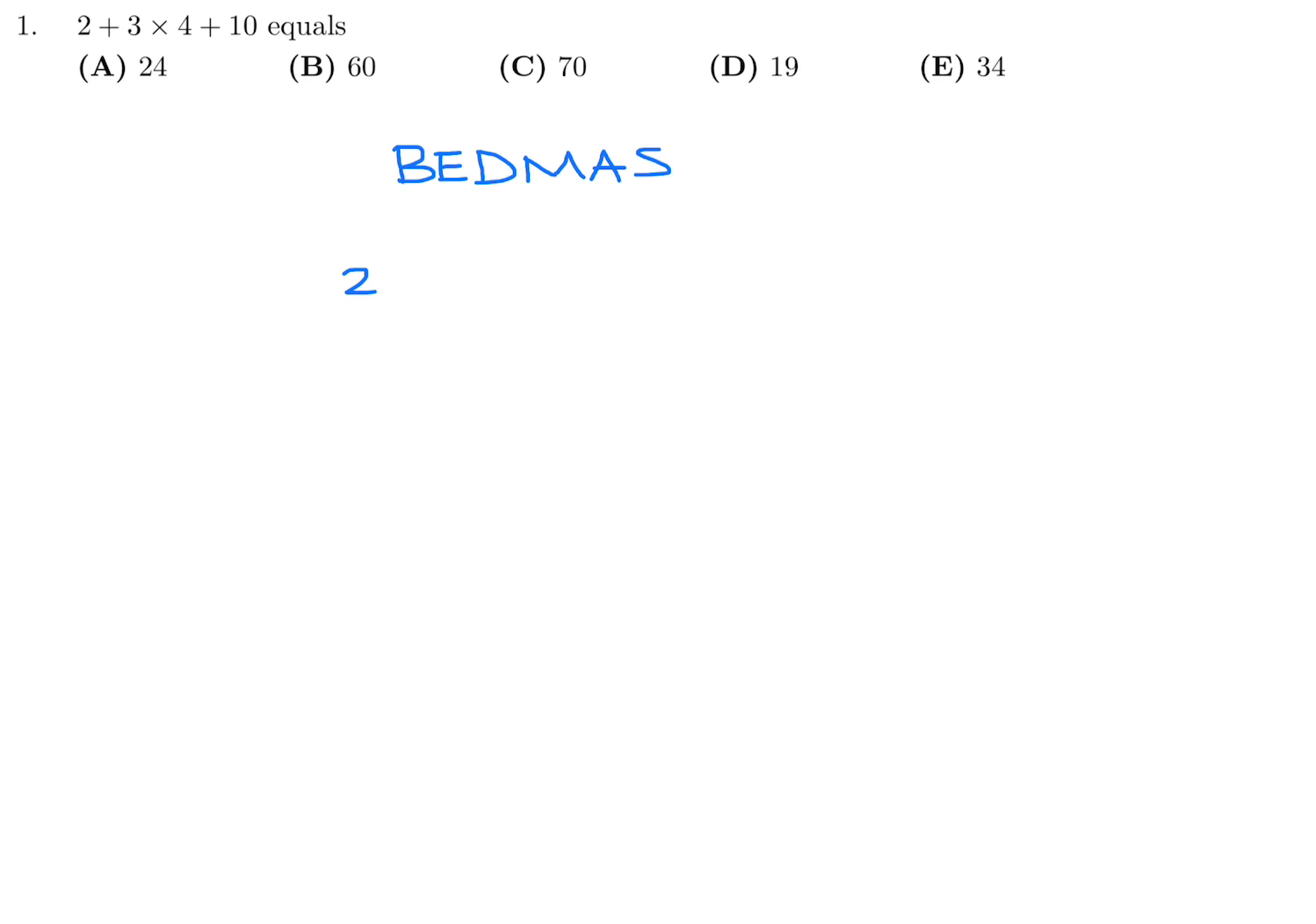So, of course, you would be doing the multiplication before the addition, because division and multiplication come before addition and subtraction. So 3 times 4, that is what you're going to be doing first, so that's 12. And then you add the others. So this is going to be 2 plus 12, which is 14, plus 10, which is 24. So number 1, the answer is A.